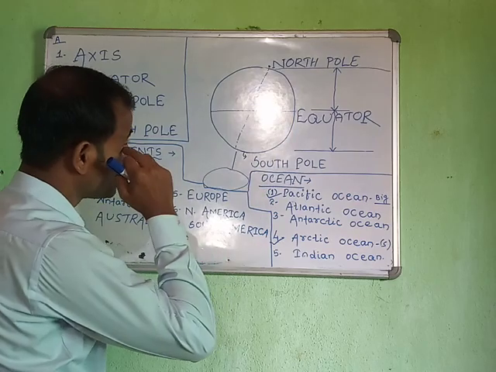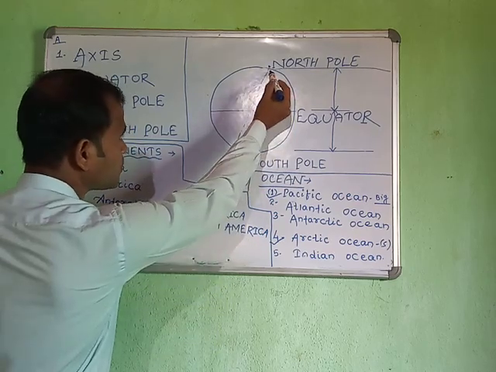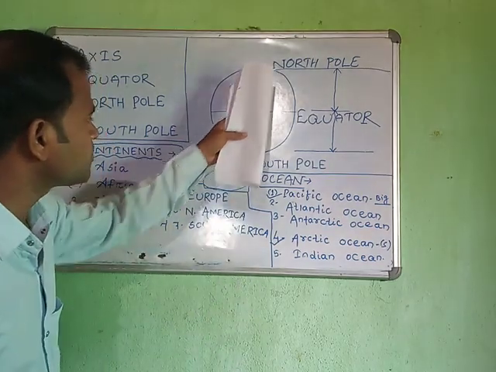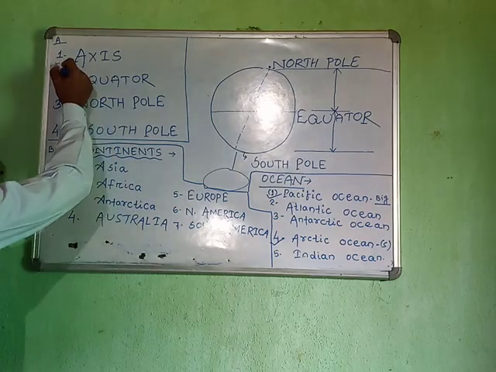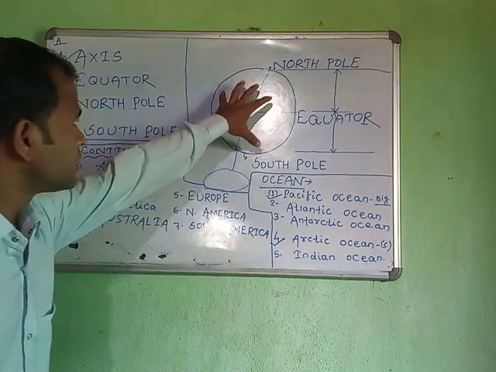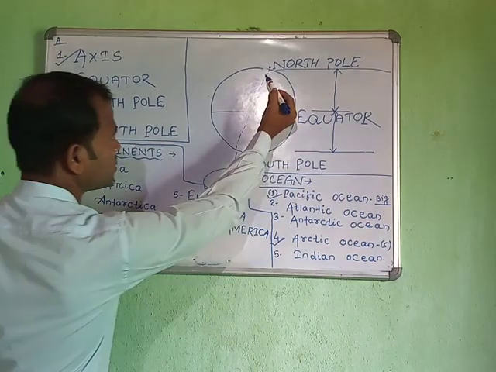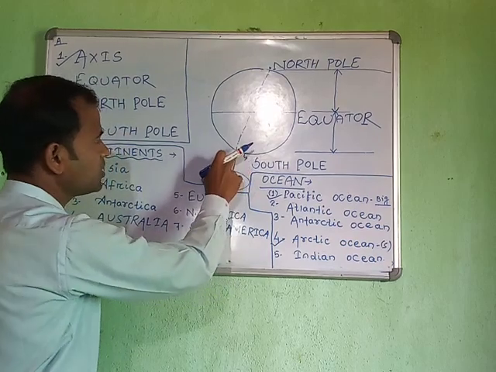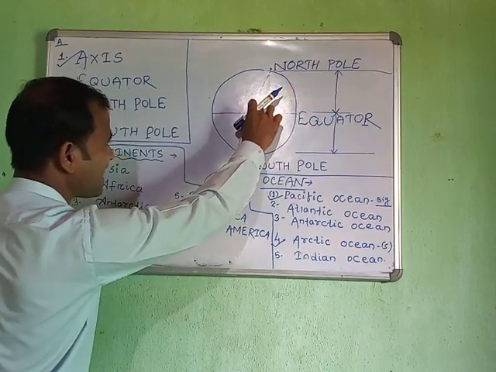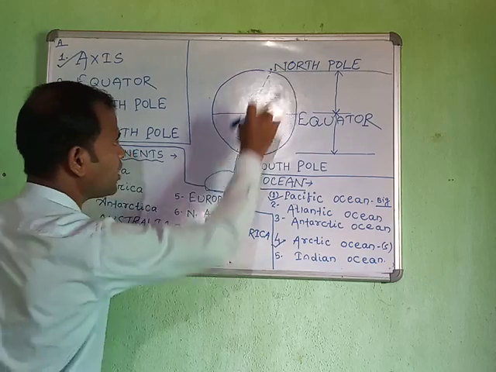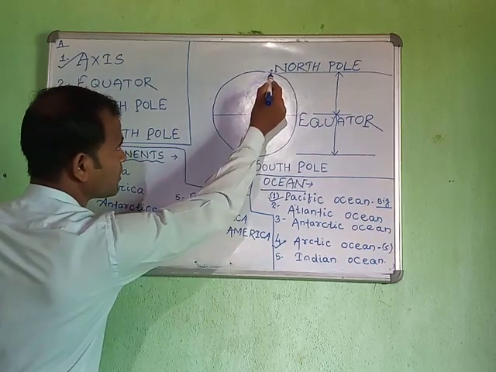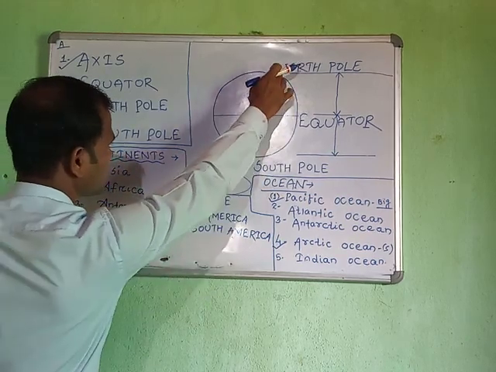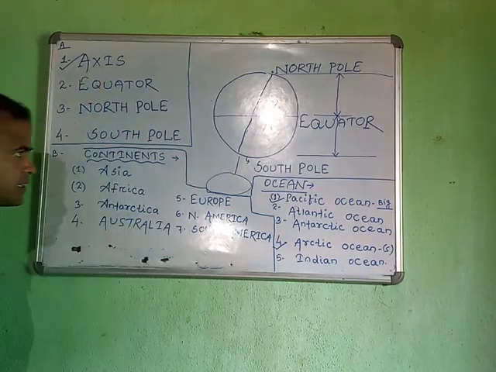An imaginary line which connects the Earth's North Pole and South Pole is called axis. Suppose this is your globe and this one is your imaginary line. This one is your North Pole and this part is the South Pole. So this imaginary line connects the Earth's North Pole and South Pole, and it is called axis.